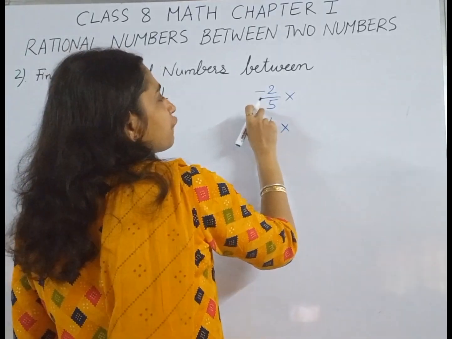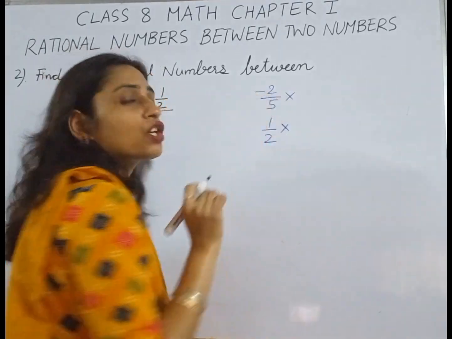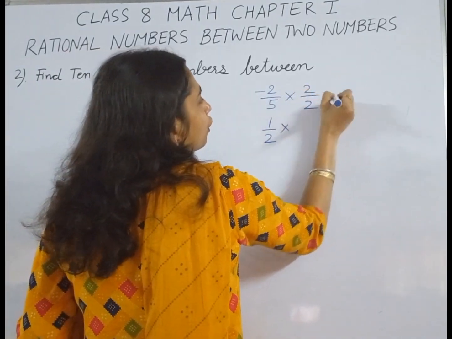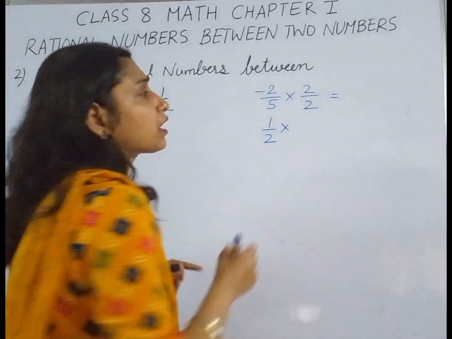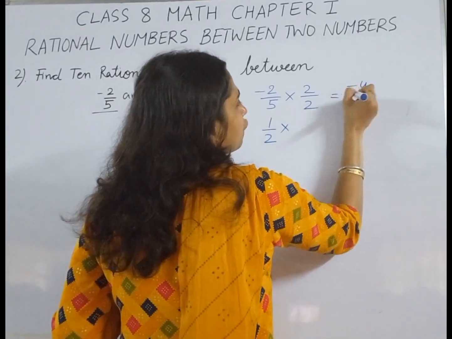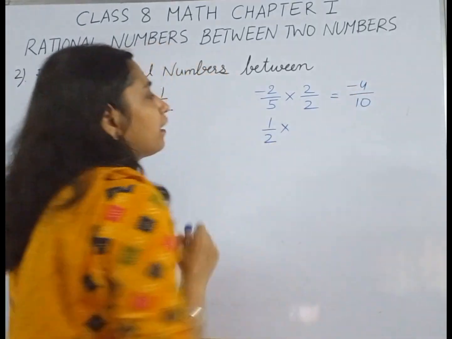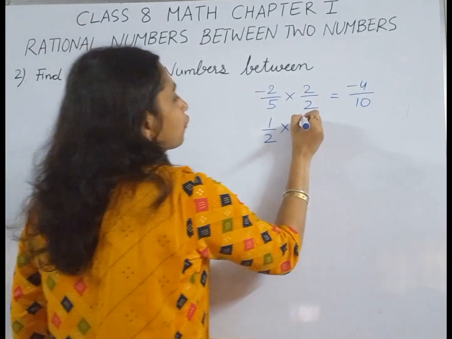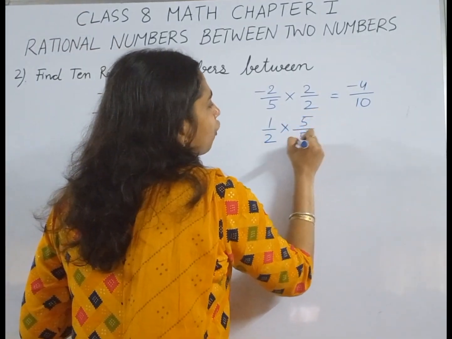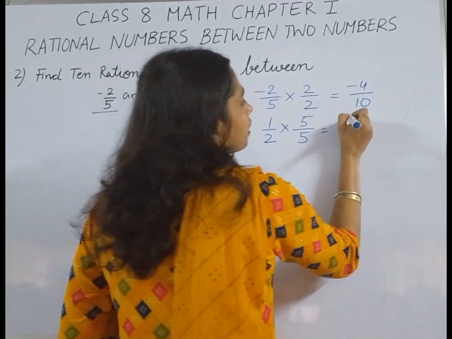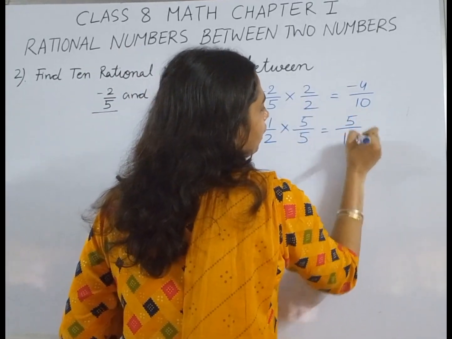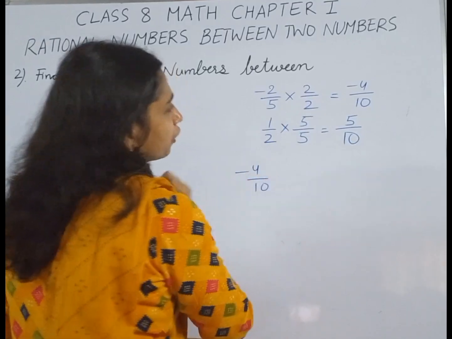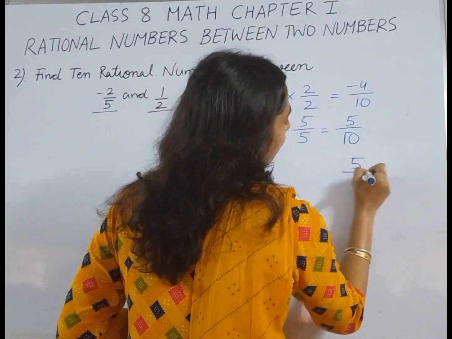To make the denominator of the first term equal to 10, we have to multiply numerator and denominator with 2. So this term becomes equal to minus 4 upon 10. And to make the denominator of the second term equal to 10, we have to multiply numerator and denominator with 5. So this term becomes 5 upon 10. Now we have two numbers, minus 4 upon 10 and 5 upon 10.